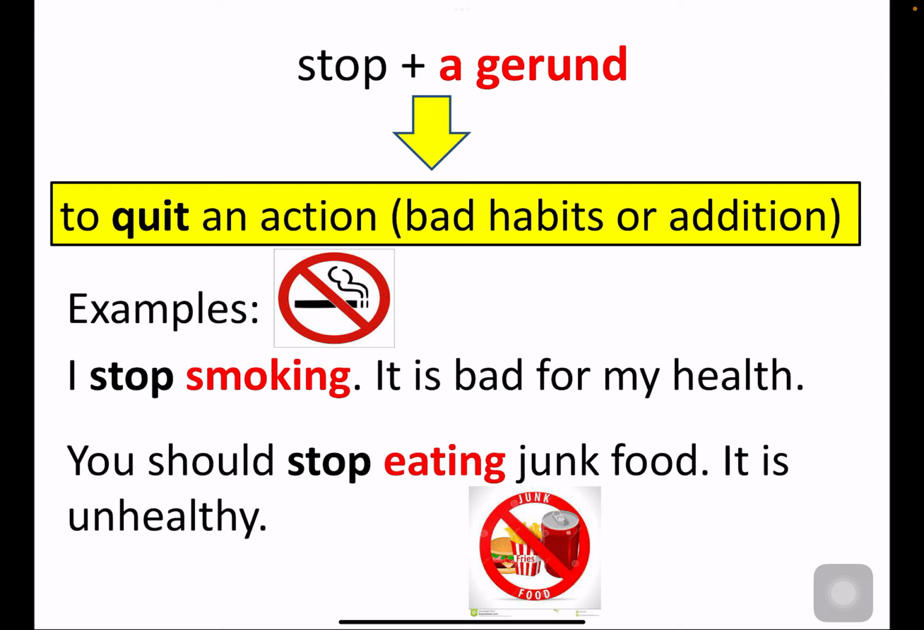Since we are talking about completely quitting an action, we may use this form to talk about bad habits or addiction. Let's take a look at the examples. I stop smoking. It is bad for my health. It means I no longer smoke. I don't smoke anymore because it's not good for my health. Another example. You should stop eating junk food. It is unhealthy. It means I don't eat junk food anymore as I want to stay healthy.